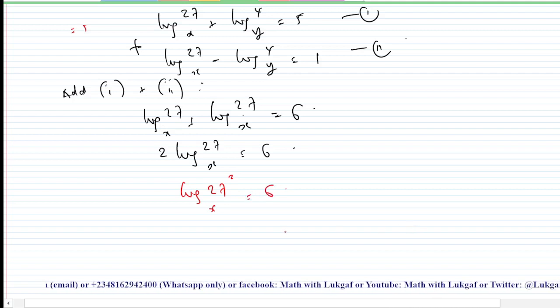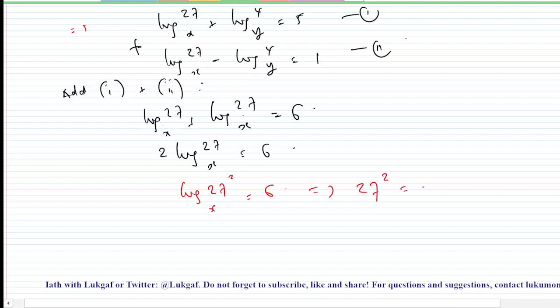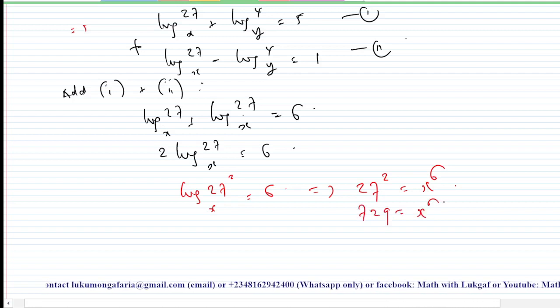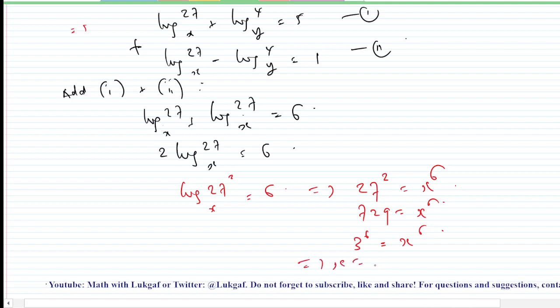You understand now? So if you apply this, and this is a logarithmic equation, you can change it back to the initial form. That's going to give you 27 squared, since we are interested in finding the value of x. So x raised to power 6. And your 27 squared will give me what? 729 is equal to x raised to power 6. And 729 is the same thing as 3 raised to power 6, which is equal to x raised to power 6. You can see that their power is the same. So this implies that my x is equal to 3.